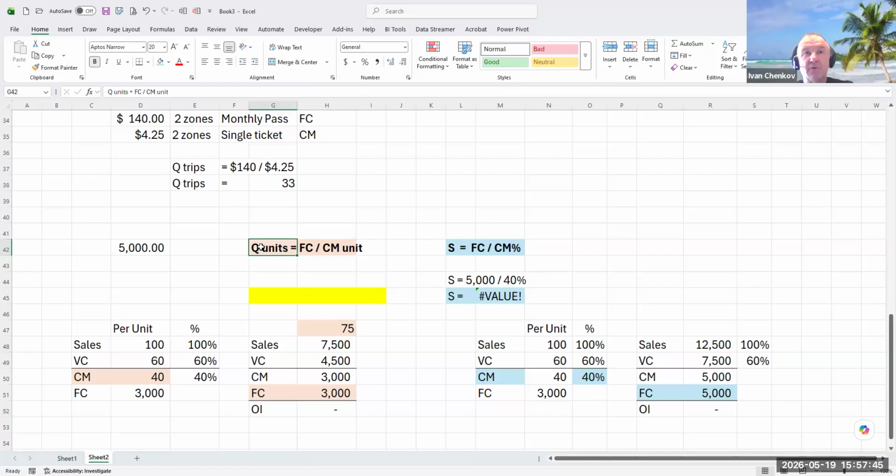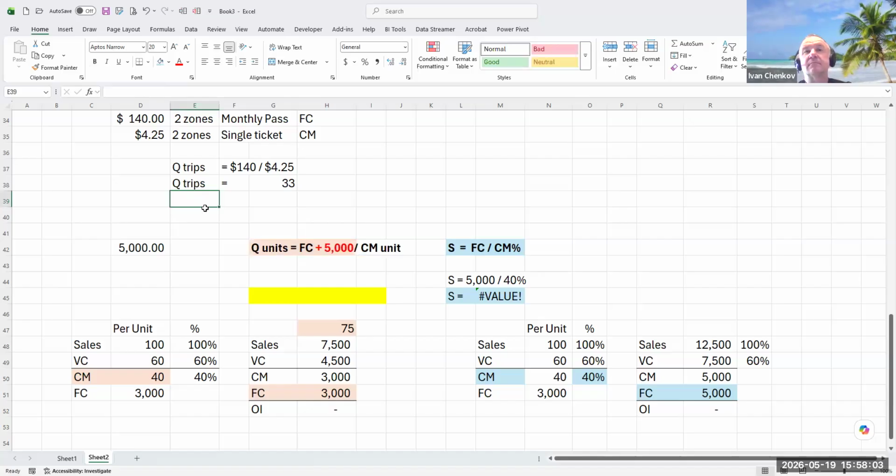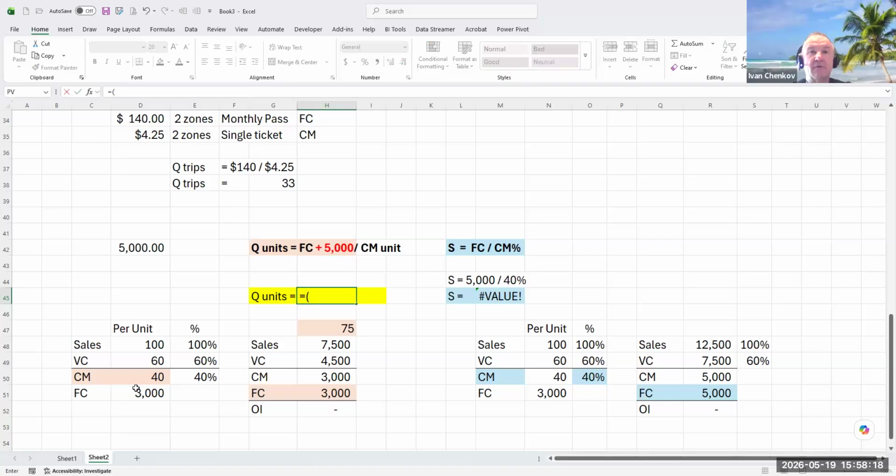What should I do? Well, I'm going to use exactly the same formula, but where the fixed cost is, I'm just going to add the income that I want. I'm just going to add this $5,000 and run the calculation again. So what will be my calculation now? Number of units I need to sell is equal to fixed cost, which is 3,000, bracket, 3,000 plus the 5,000 profit that I want, divided by contribution margin per unit.